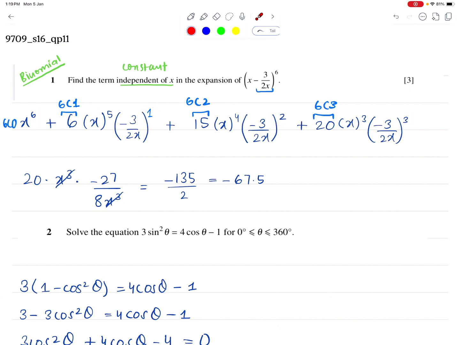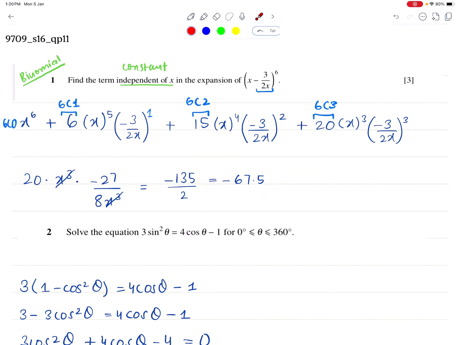I just expanded all of these terms, and you can see that in the fourth term, 6c3 was 20. This was x raised to the power 3, and negative 3 raised to the power 3 is negative 27, and 2 raised to the power 3 is 8. And x raised to the power 3 will obviously be x cubed. So this and this cancel out, and then I just multiplied 20 with negative 27 and divided it by 8, which gives us negative 67.5. So this is basically your answer.